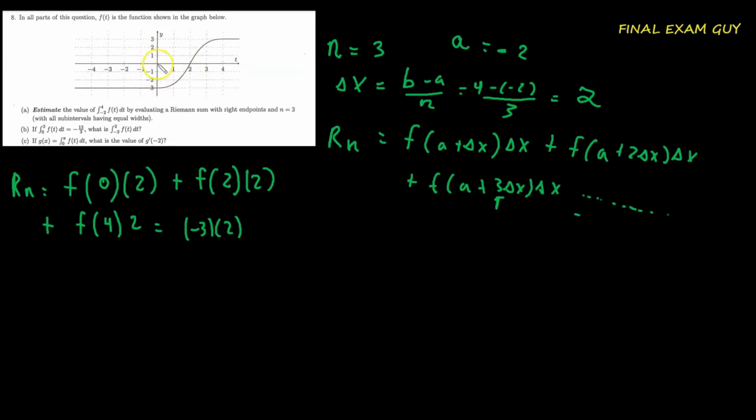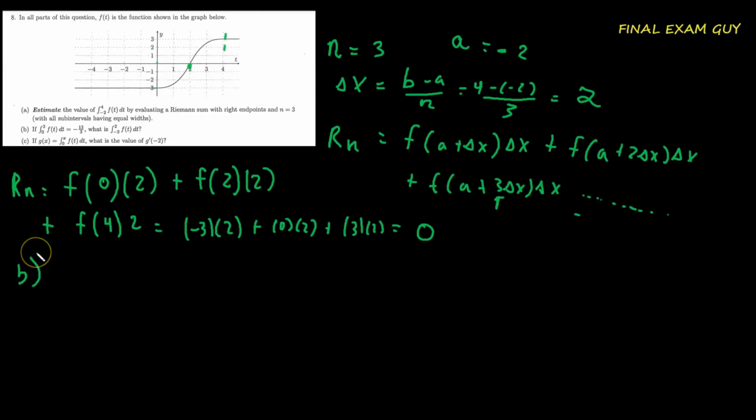So f of 0, for example, you plug in x and see what you get out. You get -3. So -3 times 2, and if I plug in 2, I get 0 back. So it would be 0 times 2. And then if I plug in 4, we get positive 3. So we get 3 times 2. So the answer is a big fat 0 for the Riemann sum evaluated at the endpoints.